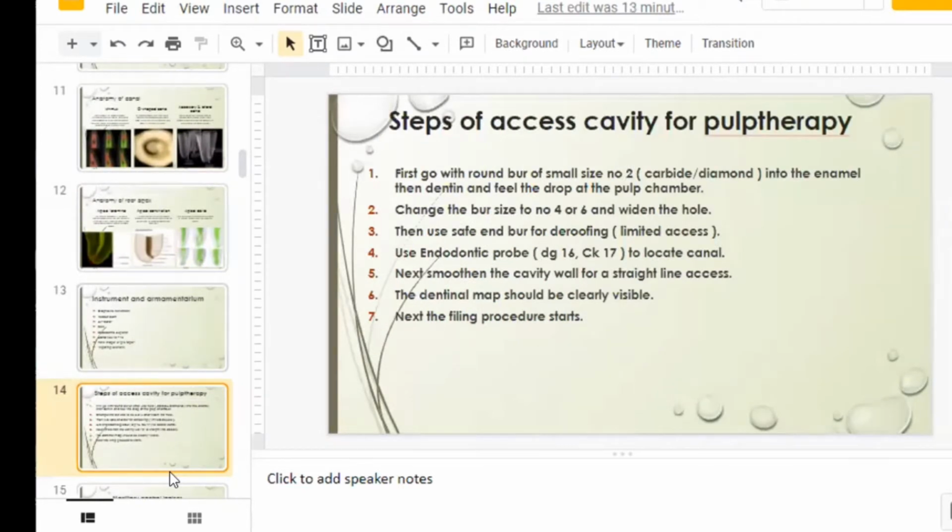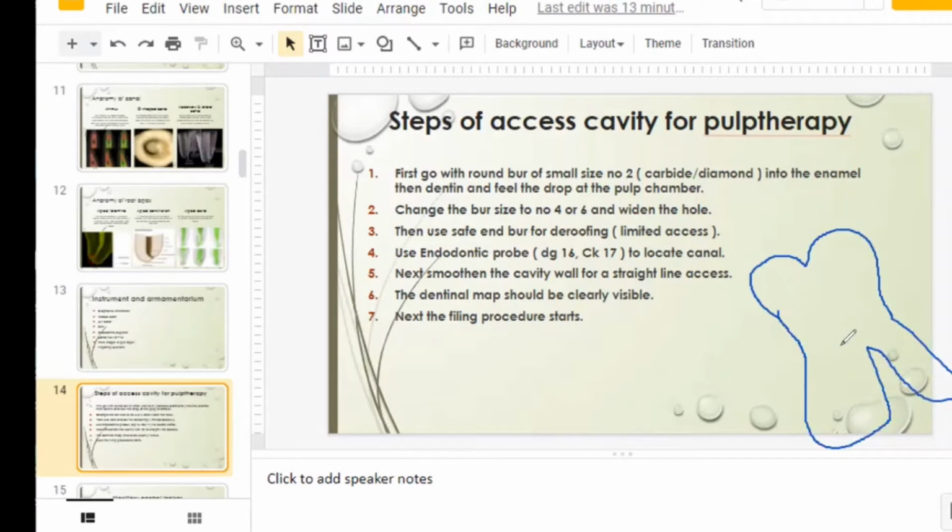So, steps of access cavity preparation. This one also I have explained already. Again, I'll draw and explain. The root has come out very bulbous. It's not like that, it's a drawing error.